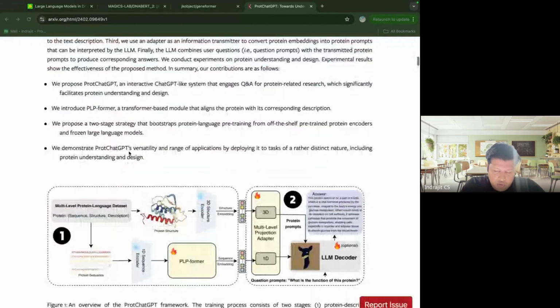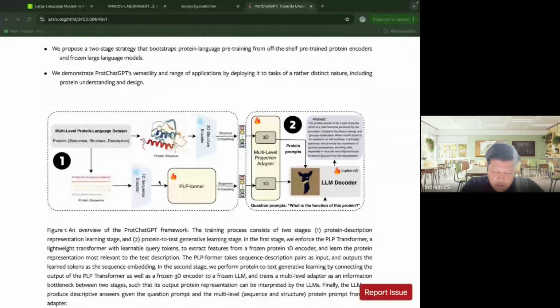Okay. So like ProtChatGPT, right? Or PLP. This is using a multi-level protein language dataset with sequence, structure, and a description of the dataset, right? So you have a sequence, you have a structure, and you have a description. You pass it through a 1D sequence encoder, and you also pass a protein structure, which is basically your input query. That's the first stage, and then this gets the structure embedding. Ultimately, everything that you convert for the LLMs is in embedding form, and that goes into 3D or 1D, depending on what type of input data you are providing, and you have a protein prompt, right?